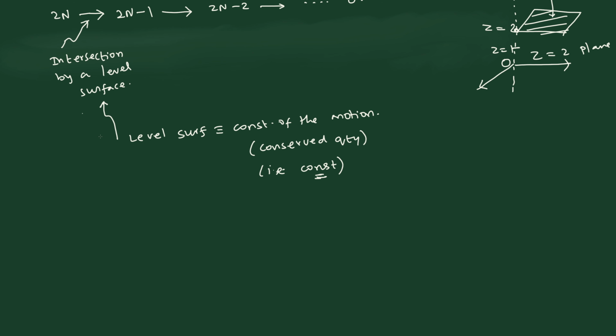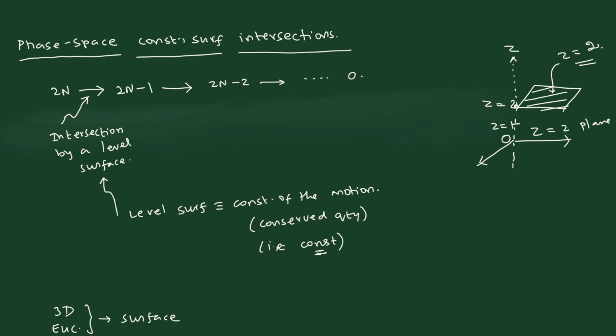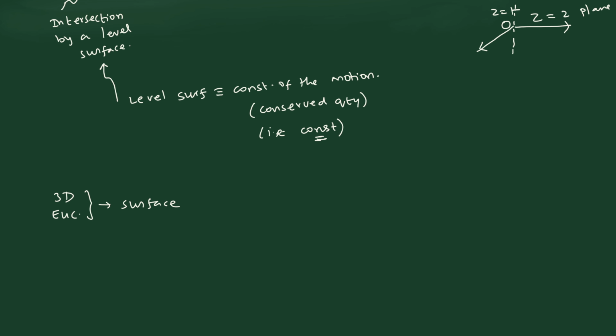The second point to be noted here is that in the usual three-dimensional Euclidean space, the word surface is used. Surface means what? Surface of the sphere, surface of the cylinder, surface of a plane. So this particular diagram that I have drawn here, we will say that it is a surface of the plane. So the word surface is used as long as we are working in three-dimensional Euclidean space. But if you go to a higher dimensional mathematical space, especially the 2n dimensional phase space, the word surface is going to be replaced by another name called hypersurface.